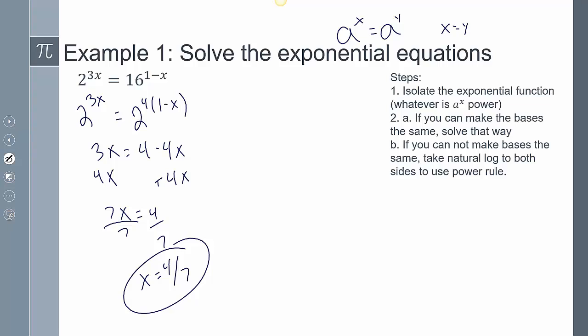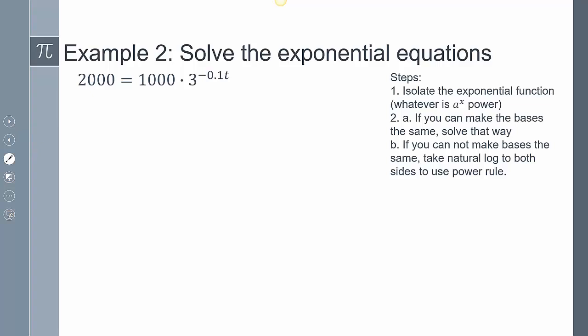So the first thing I did is I isolated the exponential function. You got to make sure that these pieces are by themselves. We're not multiplying or adding anything. And the moment that you do that, like what we did here, you just continue to solve. So step 2, it kind of branches off. One of them is if you can make the bases the same, solve it that way, which is what I did here. And then part B you're going to see in our next example.